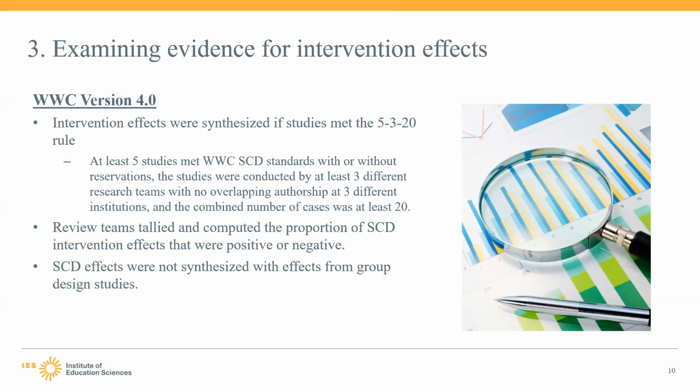Once this 5-3-20 rule was satisfied, review teams tallied the number of intervention effects that were positive or negative. If the majority of the studies provided positive intervention effects, then there was evidence in support of intervention effectiveness. This procedure is also called vote counting. Version 4.0 did not provide recommendations regarding synthesizing single case design intervention effects with intervention effects from group design studies.